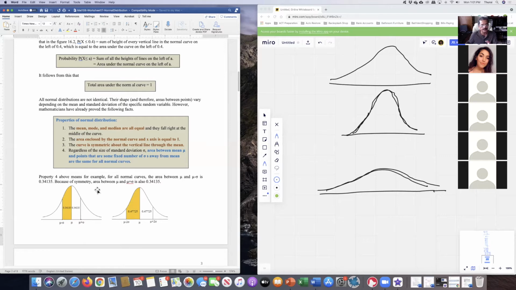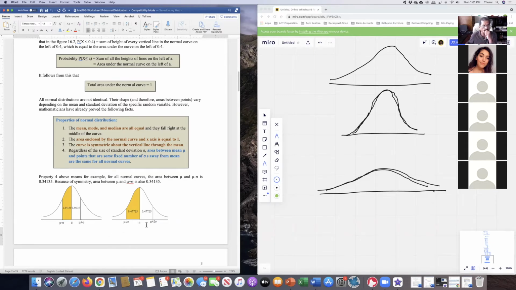And because of the symmetry, the area on the right side, which means between mu and mu plus sigma, will be the same because it's symmetric, right? So on the left side of mu and the right side of mu, if you go 1 sigma over, the area is the same. So if I want the area between mu minus sigma and mu plus sigma, then I can just double the area on one side. I can calculate the area on one side and double it to get the total area.